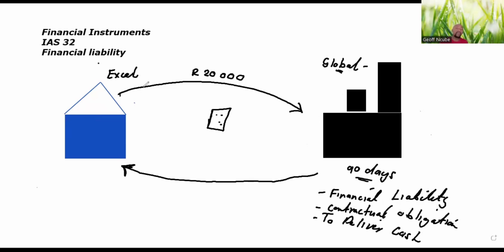Remember, this is now in the records of Global. The first video I covered was when Excel is recognizing a financial asset, based on the reasons that I gave you. This one is focusing on financial liability. A liability is debt, which has a credit balance. If you're doing accounting, credit balance. So please remember that there should be a contractual obligation to deliver cash.